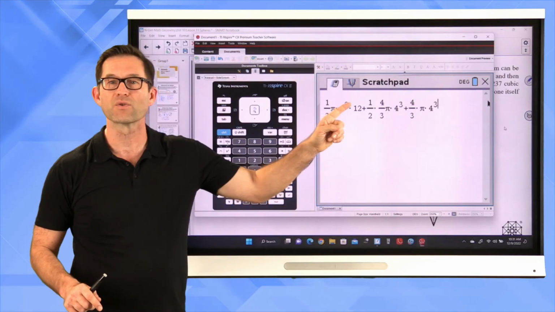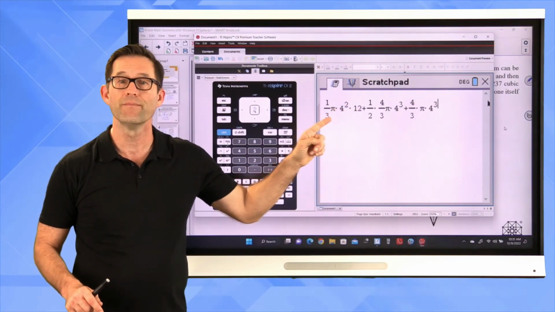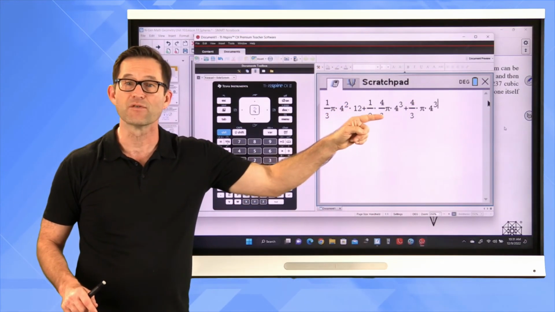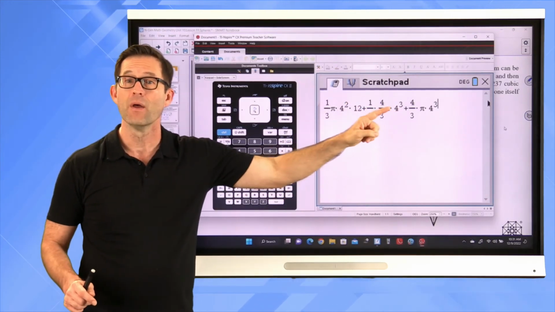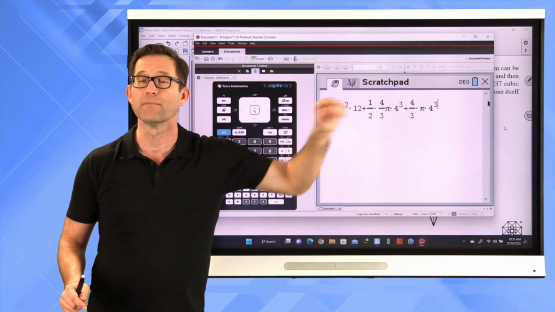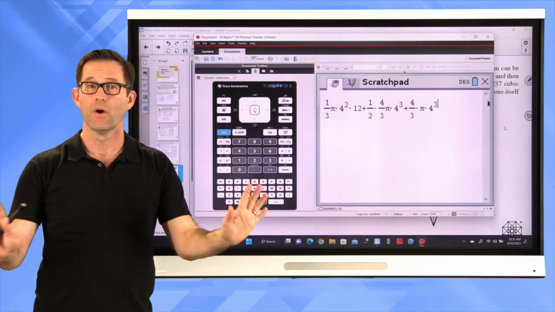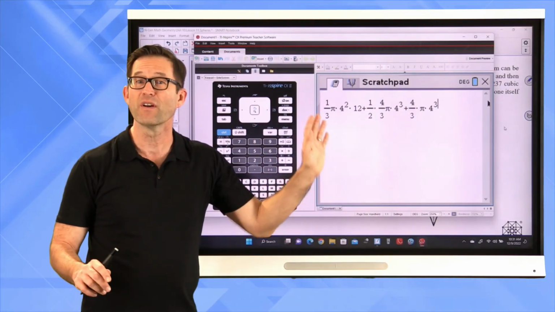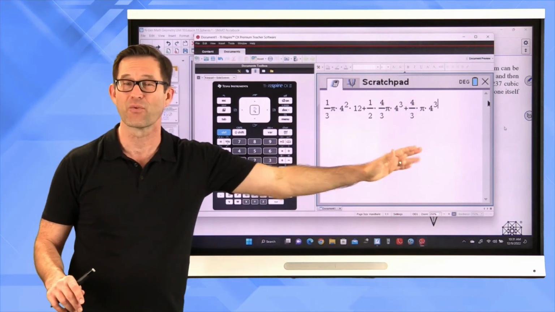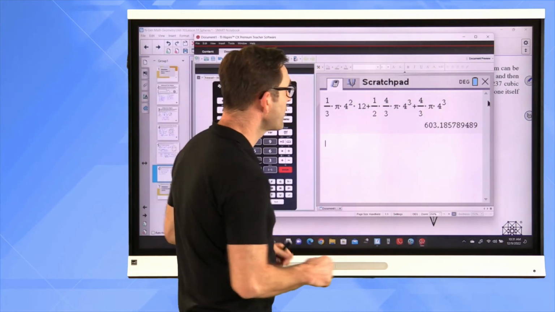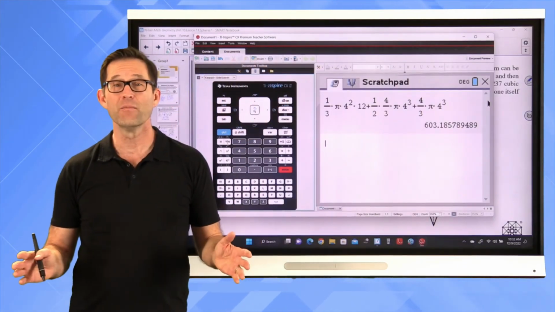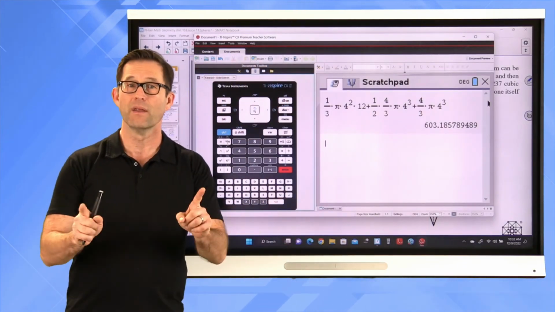1/3 pi r squared h, right? Here's our cone, plus 1/2 times 4/3 times pi times r cubed. There's our hemisphere, plus 4/3 times pi times r cubed. There's our sphere. We've got them all. We've checked them over. Each one of them's got the pi. Each one of them's got the right radius to either squared or to the third. Hit enter, and we finally get our volume of ice cream in cubic centimeters.